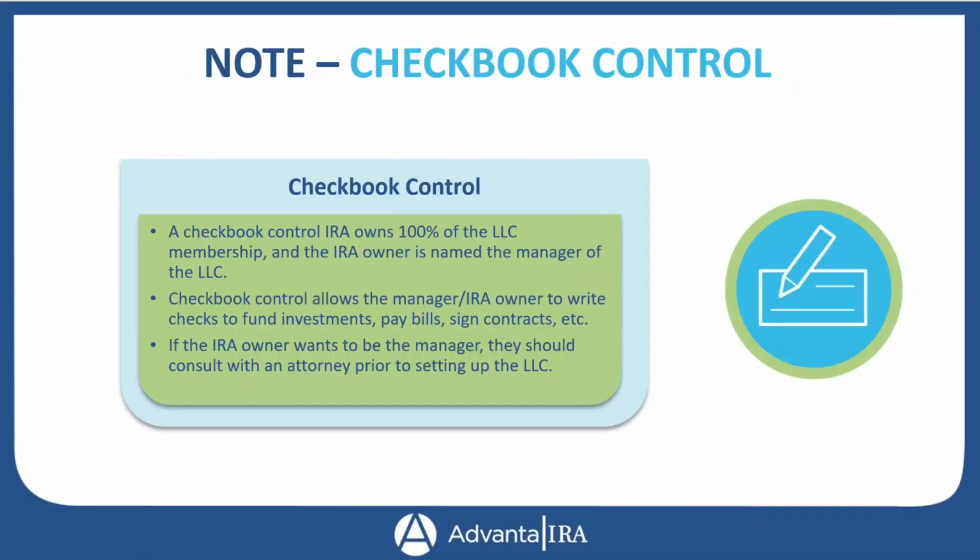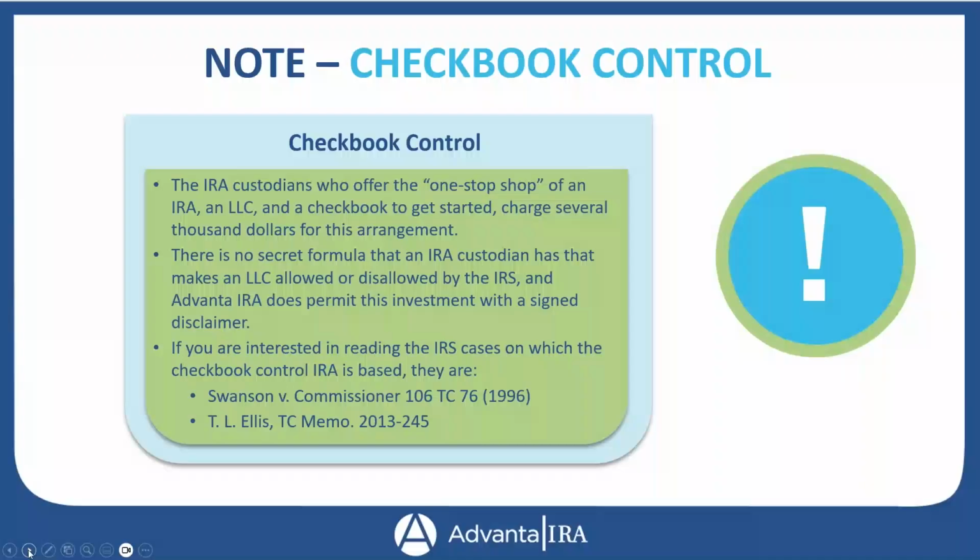So with checkbook control, the IRA typically owns 100%, again, with the exception of partnering, and checkbook control allows the manager, the IRA owner, to write checks. But again, they should consult an attorney and make sure you're comfortable with that structure and with being the manager of that LLC. As I mentioned earlier, you can also use a trust, but you cannot be the trustee. You would have to have a non-disqualified third party to act in that way.